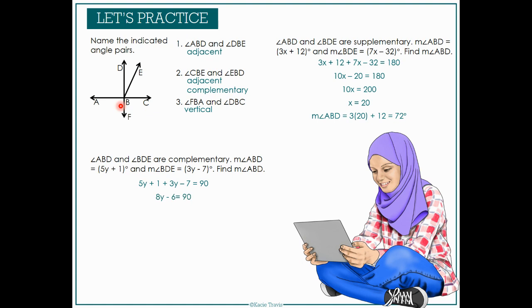Let's combine the like terms. Let's get the y's by itself. There we go. So our y here is 12. Now I went through, I combined my like terms, I started to simplify, I got y by itself. That's 12. But are we done? No. They want the measure of angle ABD, which means that we got to take that 12 and plug it back into 5y plus 1, which will make this 5 times 12 plus 1, which is 61.